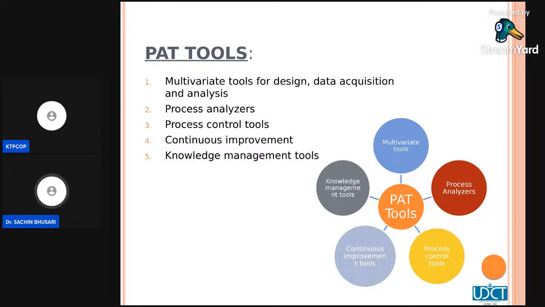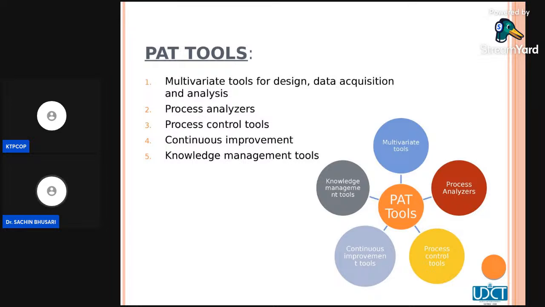So multivariate tools for design, data acquisition, and analysis, that is one tool. To understand the variables, to manage the variables, to find out the criticality of those variables, to optimize those variables, one must have a backbone. Experimental design softwares are there, data analysis softwares are there, data acquisition softwares are there. So this tool, specifically the multivariate tool, is more towards software based.